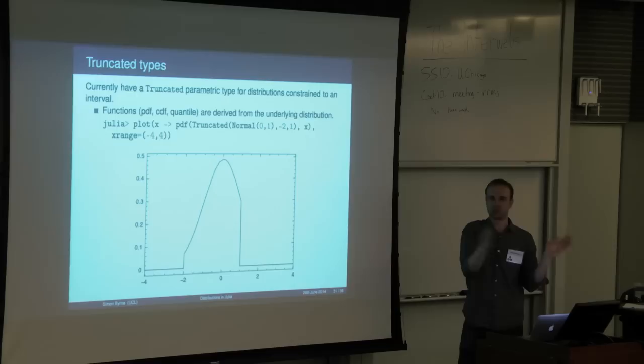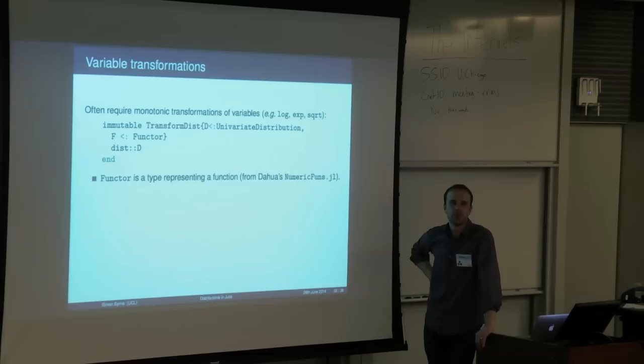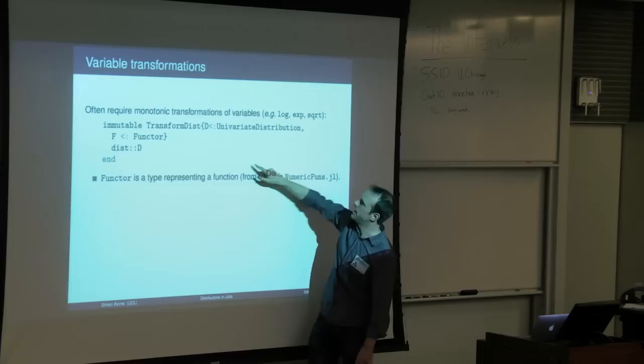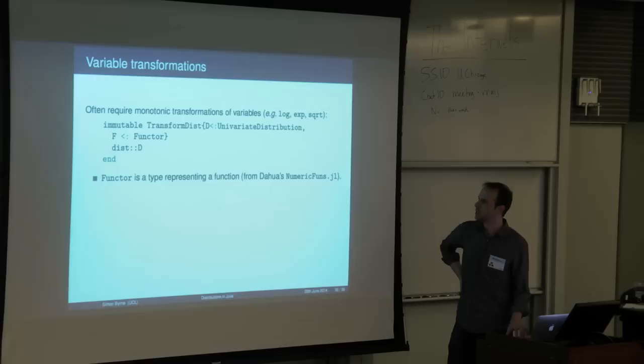And so we can apply this trick to all sorts of other things. An obvious one would be monotonic transformations. If you look through the list of distributions in SciPy, a lot of them are basically various transformations of other distributions. So what we could do is define a transform parametric type, which takes a univariate distribution and also a functor, which is basically representing a function. This is the numeric functor package. And then you just derive methods from that.